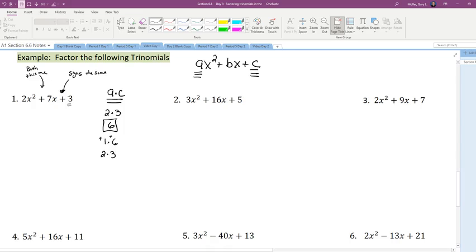All right. Now, the only other thing we have to do is we're going to rewrite this math problem, except I'm going to change the 7x into the 1 and the 6, because 1 plus 6 is 7. So here's what this is going to look like. I'm going to rewrite the 2x squared, just write it down. I'm going to break the 7x into, and it doesn't matter which order you put it, a positive 1x and a positive 6x. And then we bring down our 3.